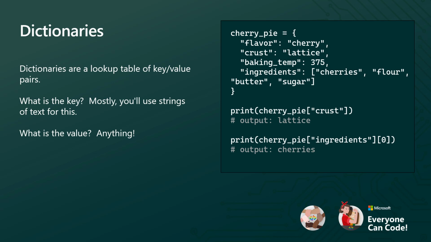So if we print out cherry pie and we say we want to see the crust of that pie, it will tell us that the value for that key is lattice. And if we want to look at that list of ingredients and see, as we say in computer science, the 0th ingredient, it will show us that that is cherries.